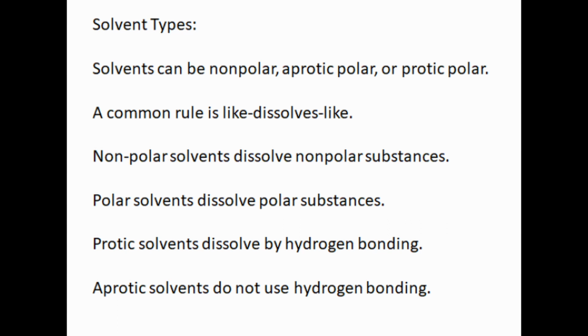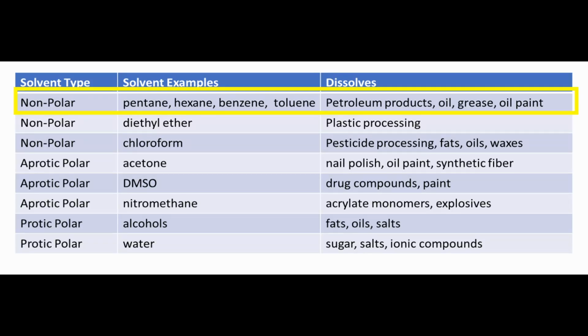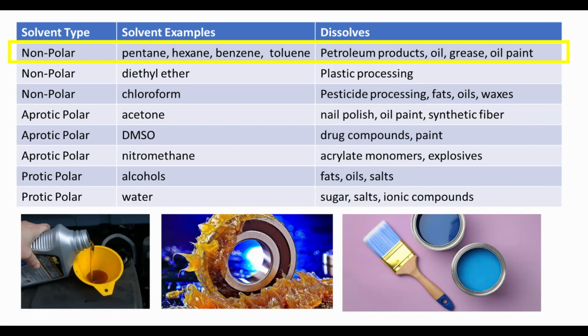A common rule is like dissolves like, so nonpolar solvents dissolve nonpolar substances, and polar solvents dissolve polar substances. Protic solvents dissolve by hydrogen bonding, and aprotic solvents do not use hydrogen bonding. Nonpolar solvents include pentane, hexane, benzene, and toluene. These nonpolar solvents dissolve nonpolar substances that include grease, oil, and oil-based paints.